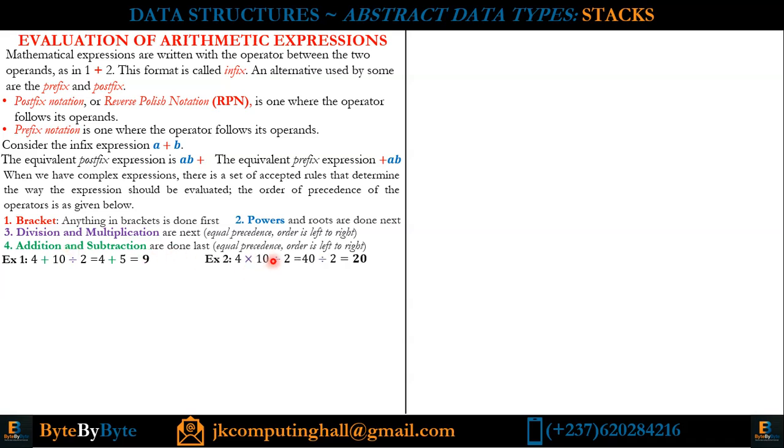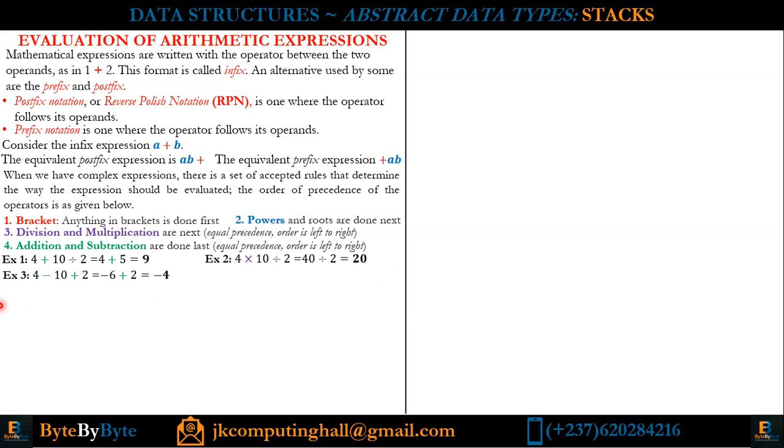Next example, 4 times 10 divided by 2. My two operators here are multiplication and division, but they are of the same precedence. So the first thing is to perform the multiplication, get 40, before I divide by 2 and I get 20. Some students will say 10 divided by 2 is 5, 5 times 4 is still 20, the same thing. But when it comes to expression trees or converting from prefix to postfix, it might not be the same. So always follow the order of precedence.